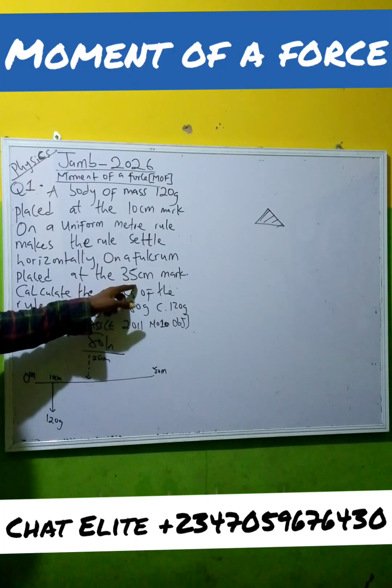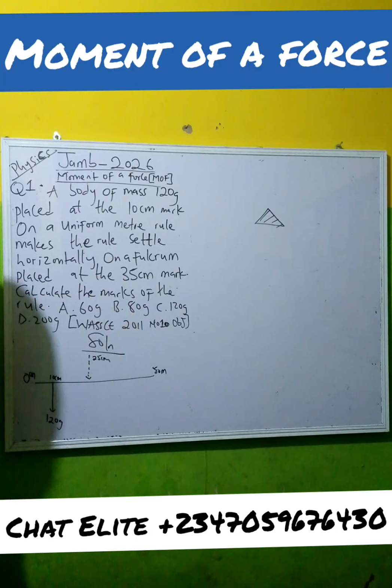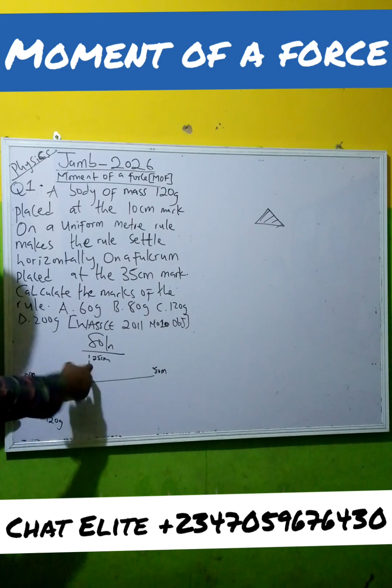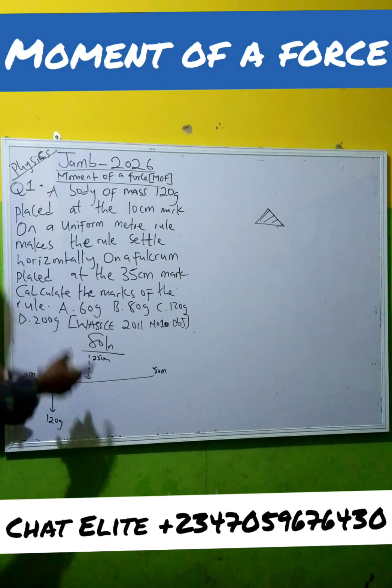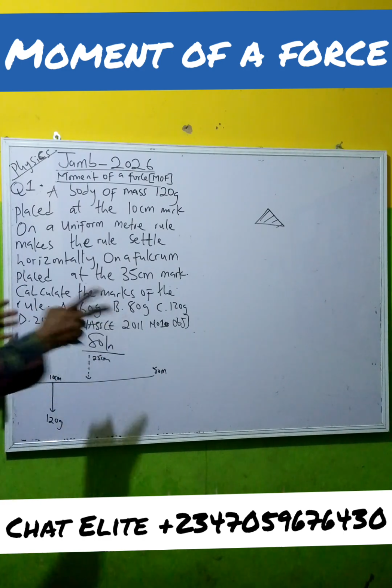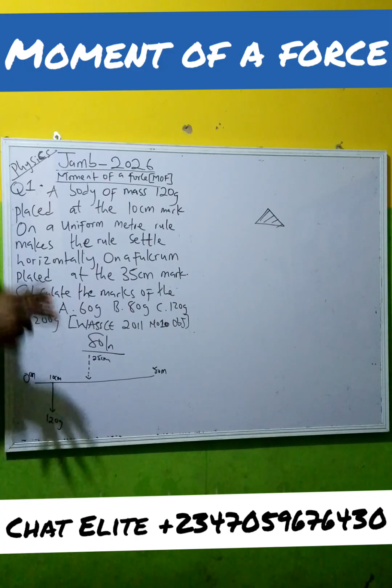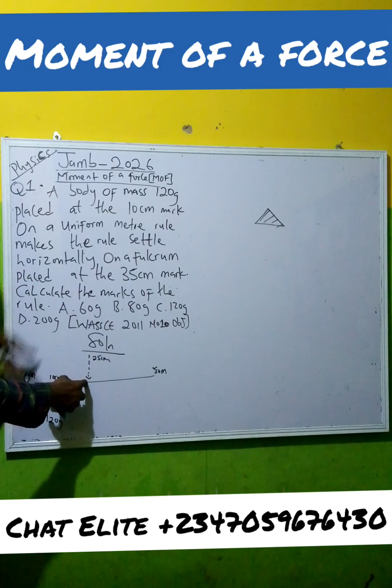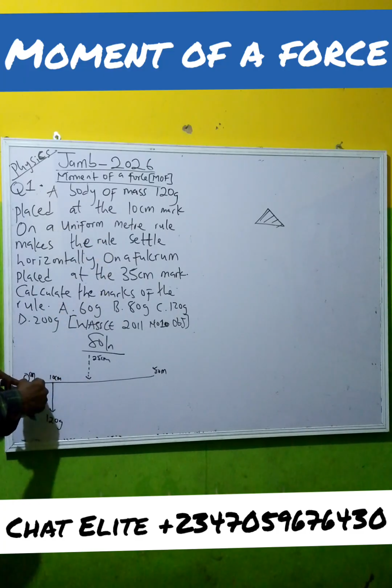At 35 centimeter mark. Don't forget I said whatever measurement they are giving you, you have to read it off from the 0 centimeter. Looking at it, you can use your eyes to gauge that it's the 35 centimeter mark. So let's read it from the 0. You know that's why I said you should share the meter rule you are using into half and note it. Since half of this place is 25, and they said the fulcrum is placed at 35, they are reading from 0.